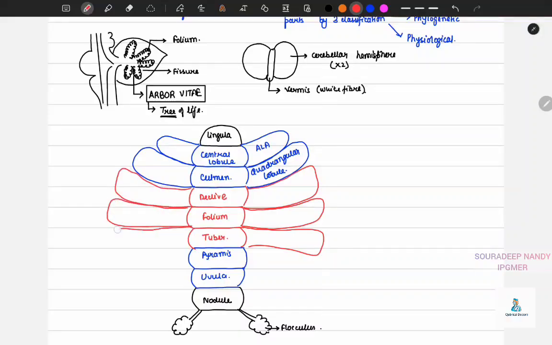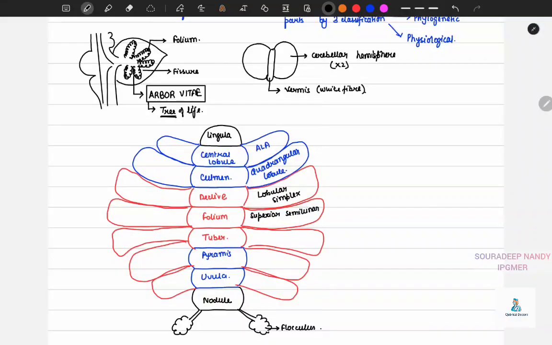Let me draw other parts of the cerebellar hemisphere. So this is the quadrangular lobule. Here is the lobular simplex. Here is the superior semilunar lobule. Here is the inferior semilunar lobule. Here is the biventral, and here lastly is the tonsil.